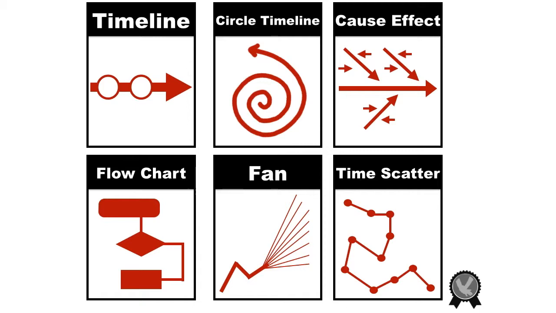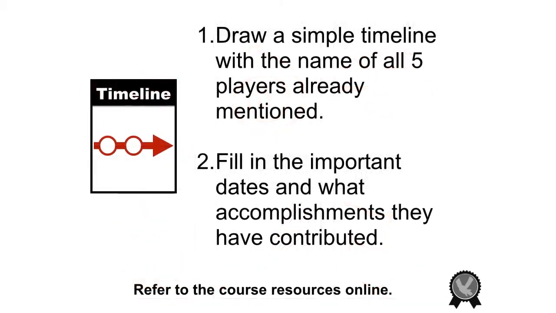We discuss more details in the course guide, but you can start right now by writing down your own timeline in your notes. Go ahead and create a simple timeline with the name of all 5 players already mentioned. Fill in the important dates and what accomplishments they have contributed. Refer to the course resources online. So go ahead and pause the video here and write this course exercise down. I'm going to continue on and you can join us.